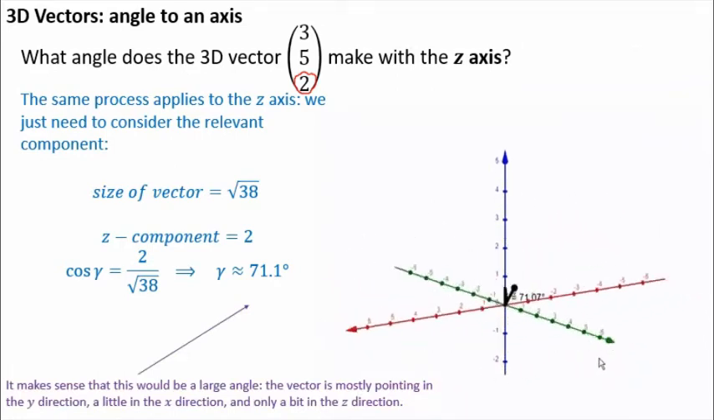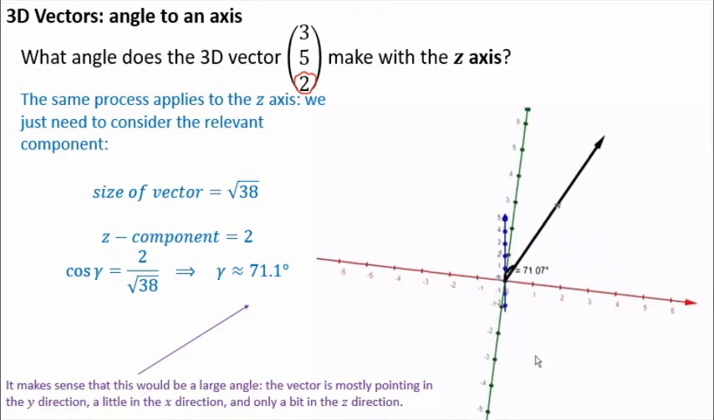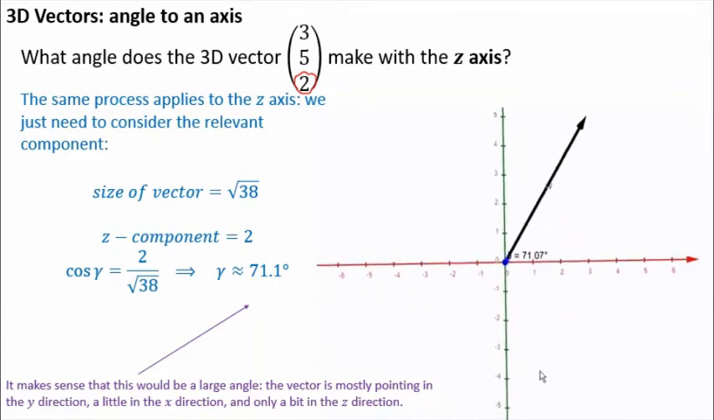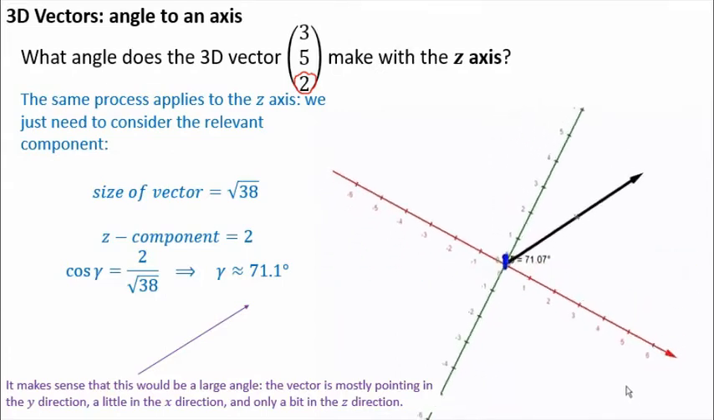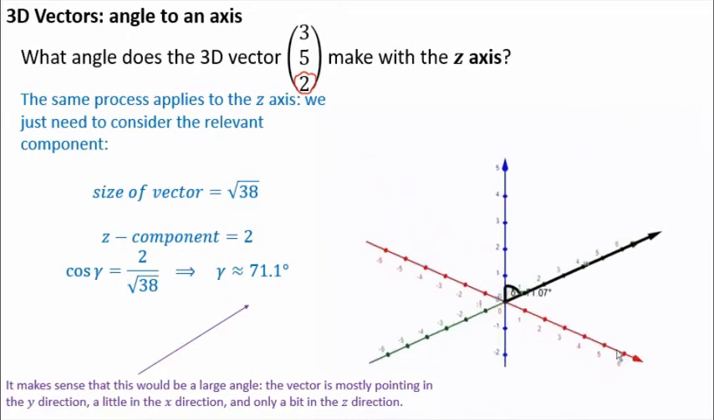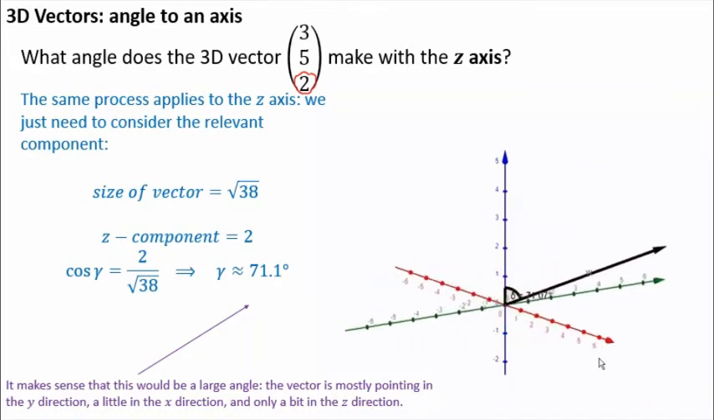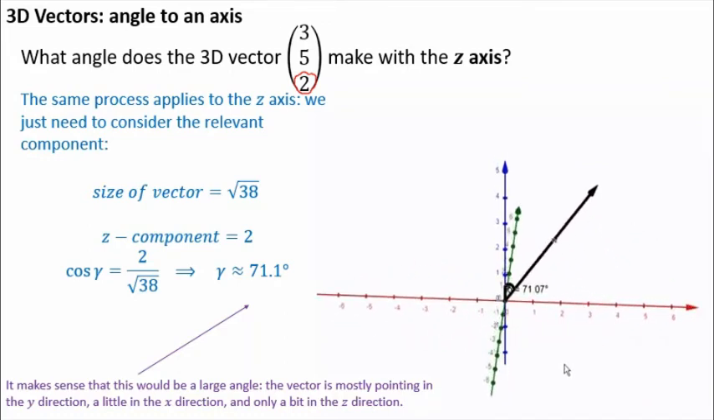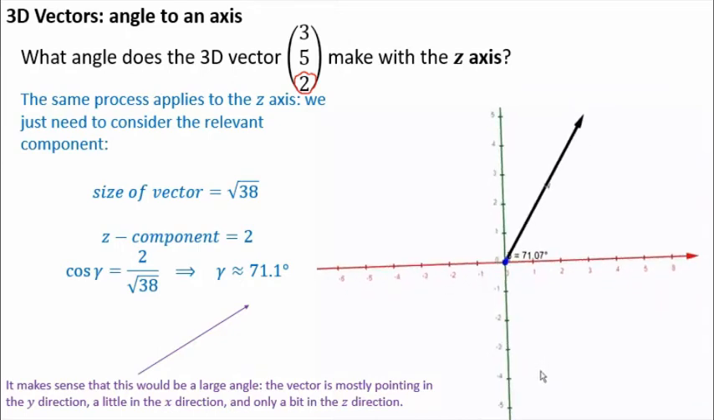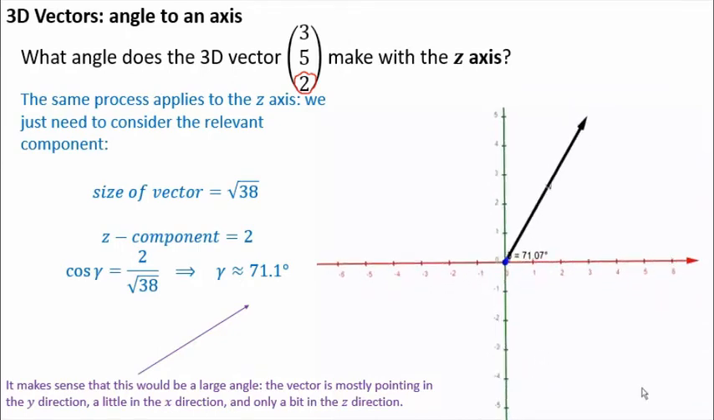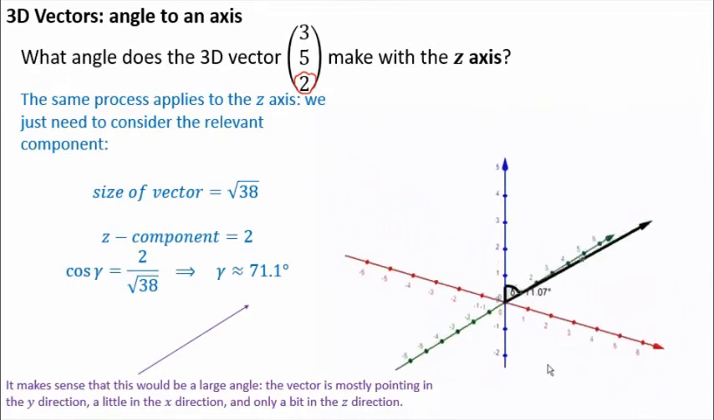The smallest angle was the previous one, the angle the vector makes with the y-axis. And that's because the vector is most heavily directed in the y direction. The largest component is the y component, 5. And the second largest is the x component. But the smallest is the z component. That means there's not much of this vector that's pointing in the z direction. There's quite a bit in the y direction, not so much in the x direction, and not very much at all in the z direction.